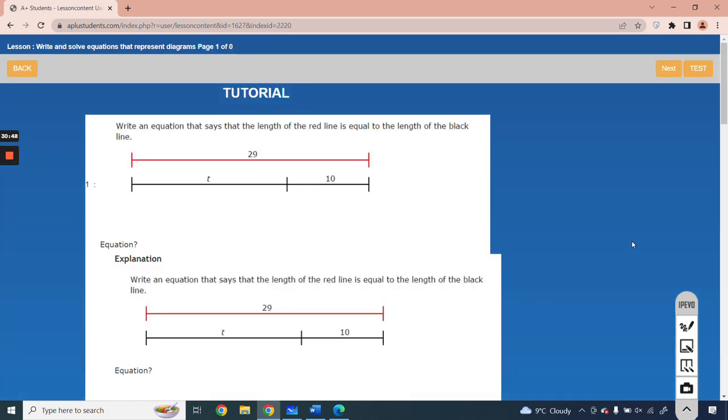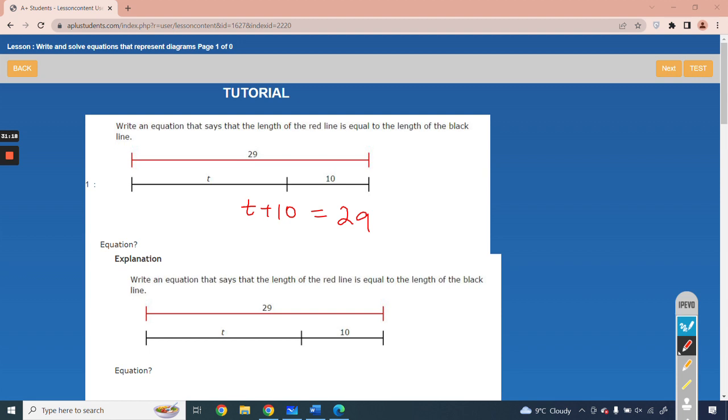Write an equation that says the length of the red line is equal to the length of the black line. So basically, the lengths of both the lines are exactly equal. Got it? So you have to write the equation. The red one is 29 and the black one is 10 and t. So t plus 10 is the length of the black line. Both of them are equal, so it will be t plus 10 and that equals 29. Got it?